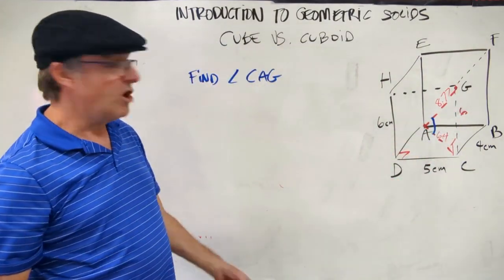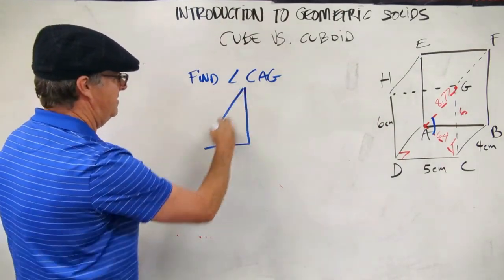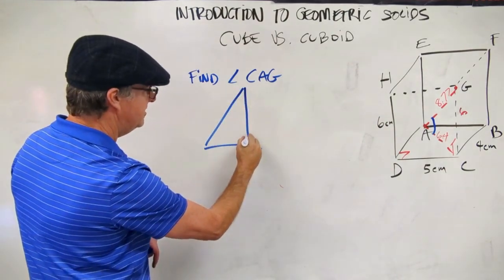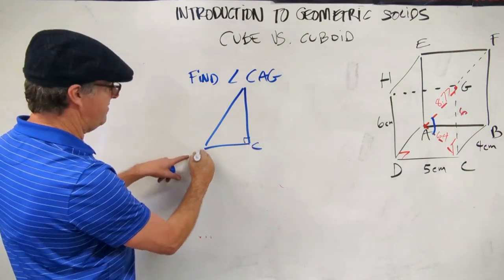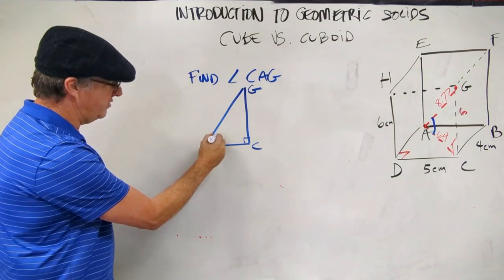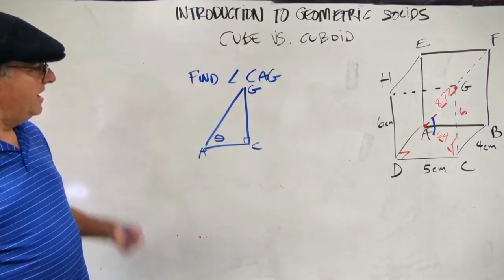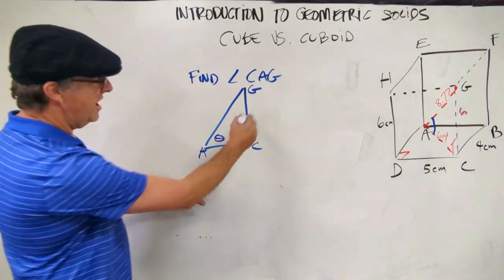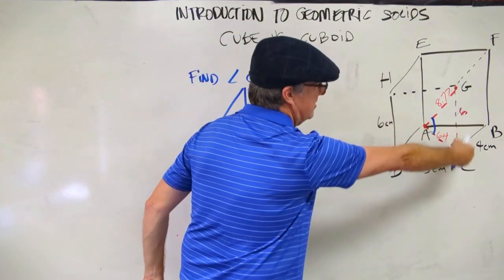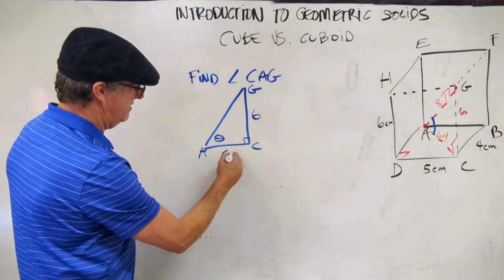Now I'm going to go ahead and draw my little triangle just so I make sure I get this right. I have angle C, which is my 90. Here's my A, and here's my G. And so I'm trying to find this one. I'm going to go ahead and call it theta. We don't have to, but we can do that. And check it out. I have my 6 from here. That's my CG. And I have my AC is 6.4.